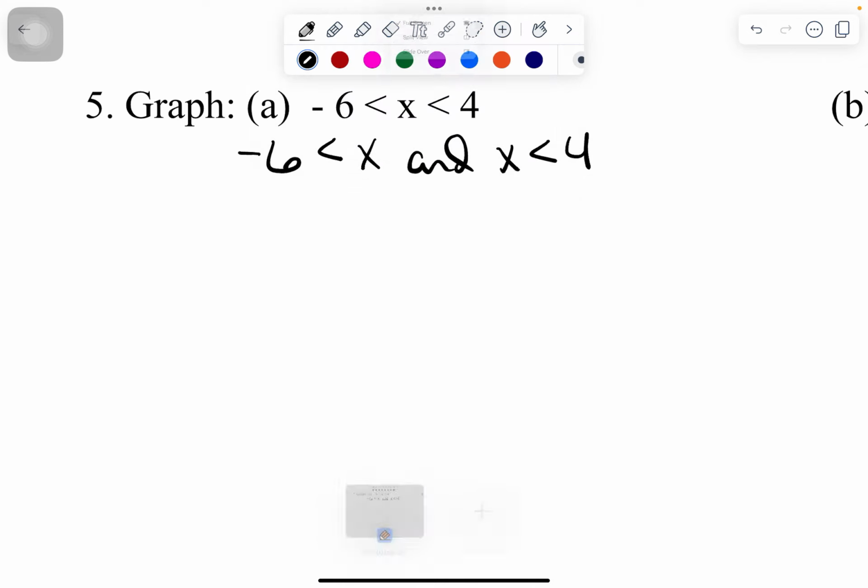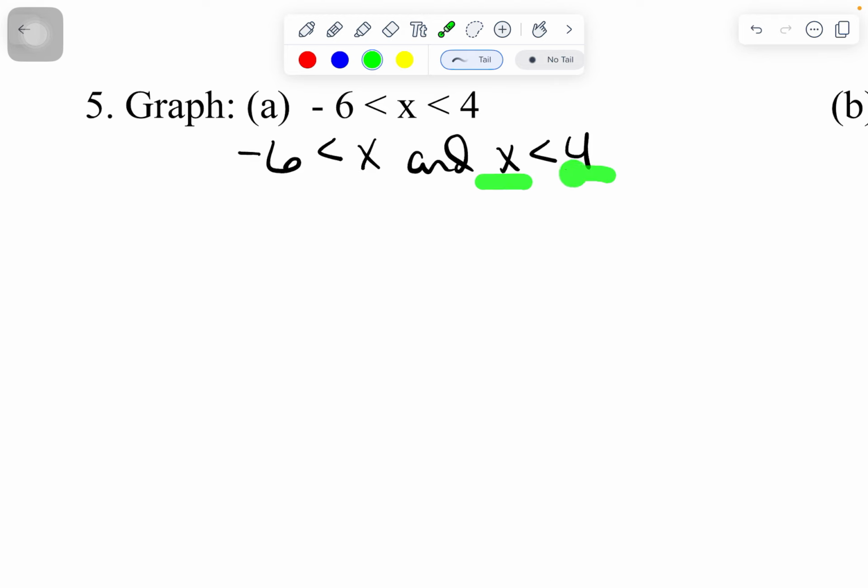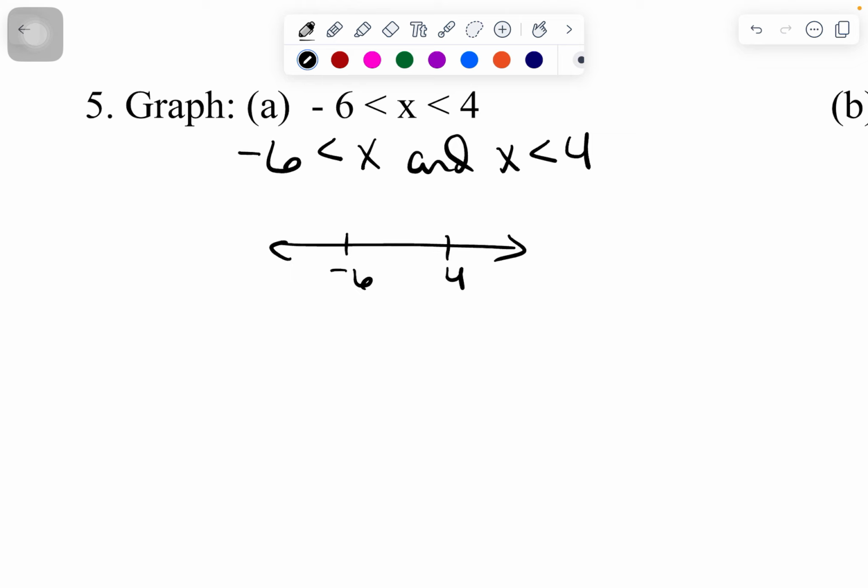I need to trap x between those two values. All right, so I want x to be greater than -6. I want x to be less than 4. And so on a number line, I have -6. I've got +4.